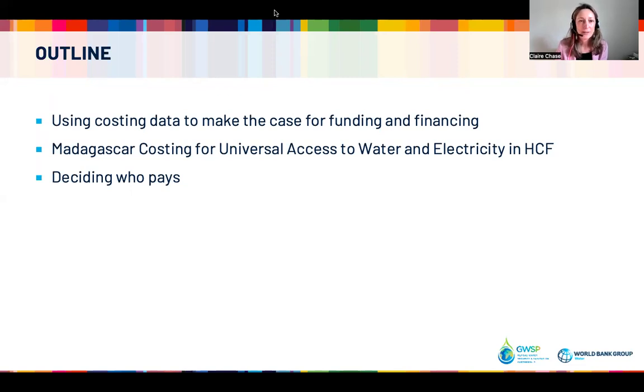So Darcy talked a bit about the differences between budgeting and costing, and I also think about differences between funding and financing. So that's another terminology that we all need to sort of come together on.